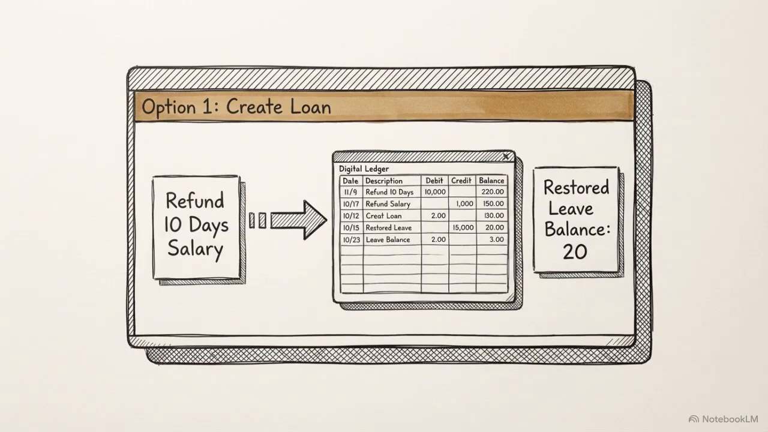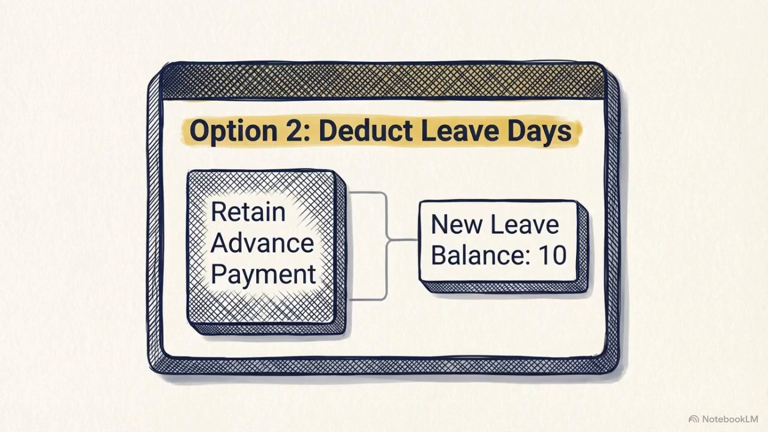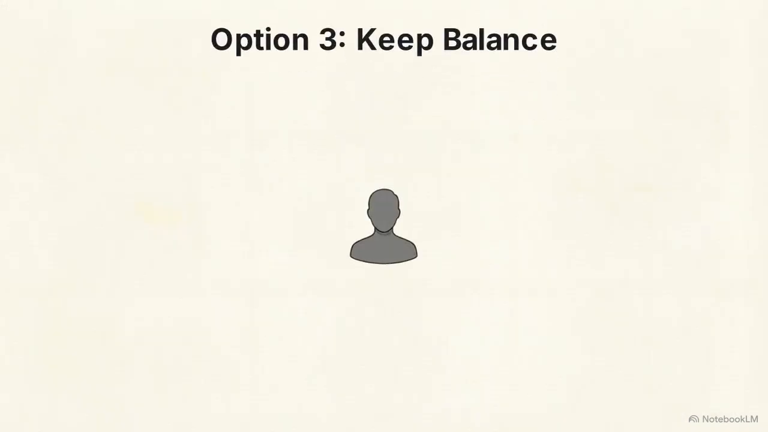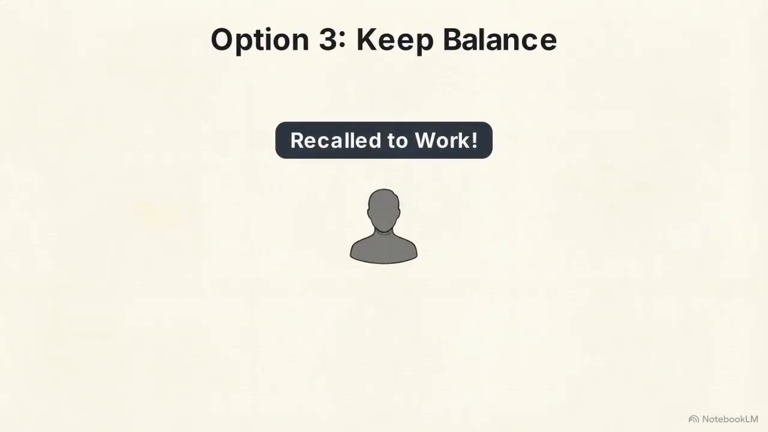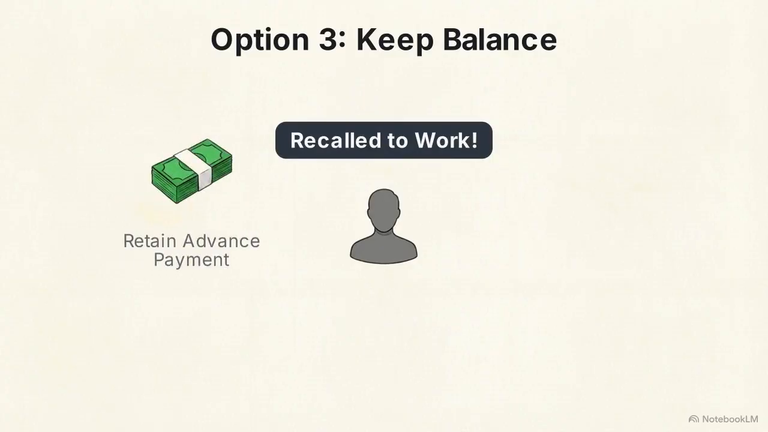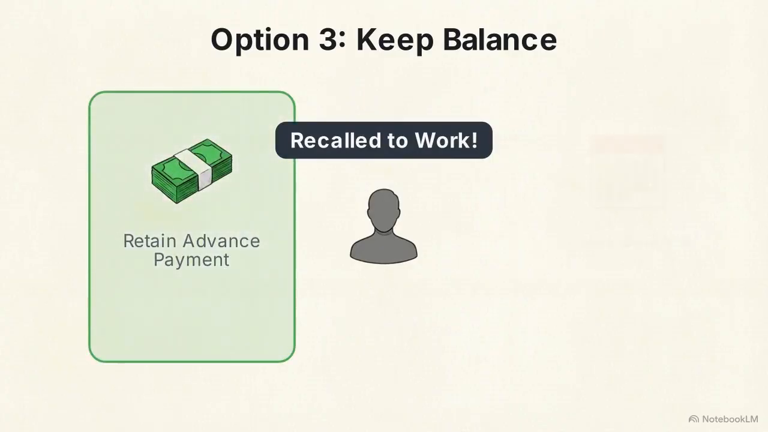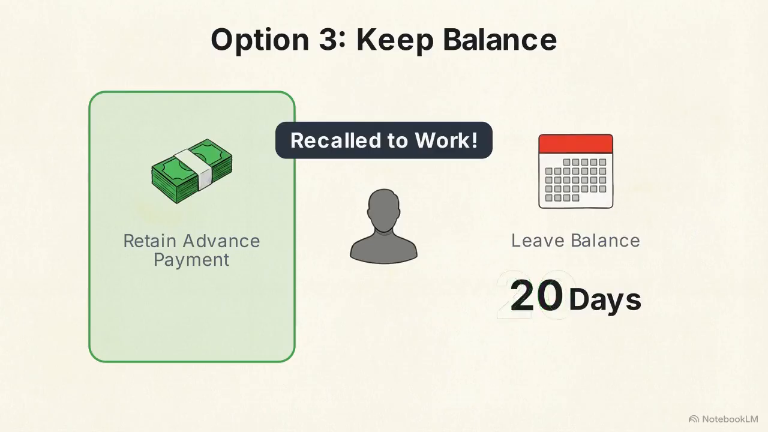The first option is Create Loan. The employee refunds 10 days of untaken leave salary, and those 10 days are restored to their leave balance. The second option is Deduct Leave Days. The employee keeps the full advance payment, but the 10 untaken leave days are permanently deducted from the balance. The third option is Keep Balance. This is primarily used when the company recalls an employee early. The employee keeps the full advance payment, and they also keep their 10 untaken leave days in their balance.